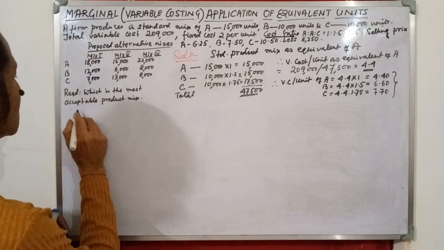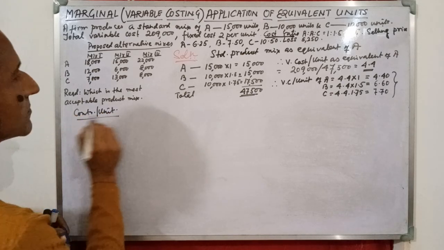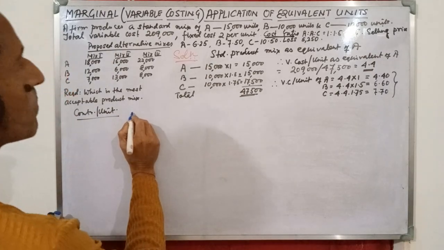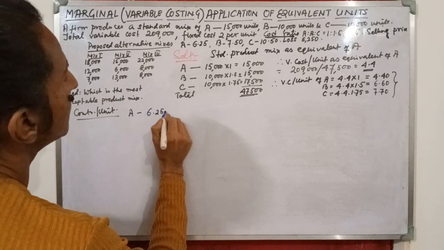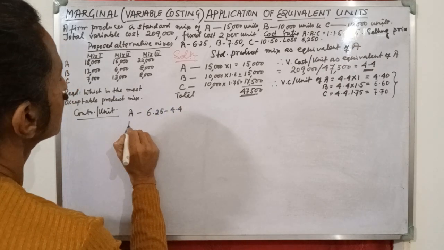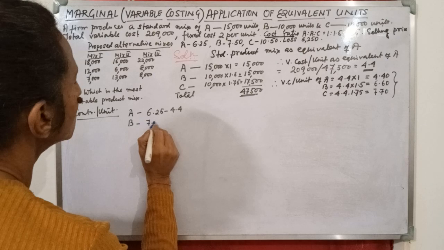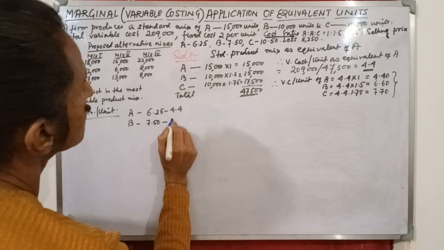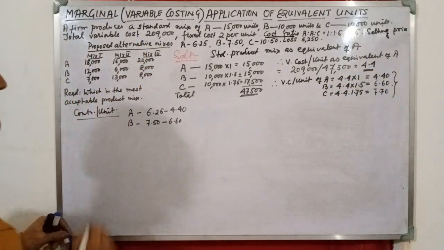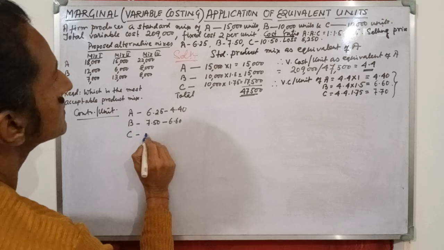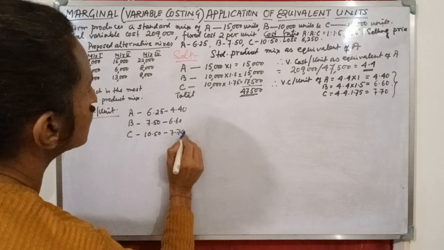So contribution per unit of A is 6.25 minus 4.4. Contribution per unit of B is 7.50 minus 6.60, and contribution per unit of C is 10.50 minus 7.70.